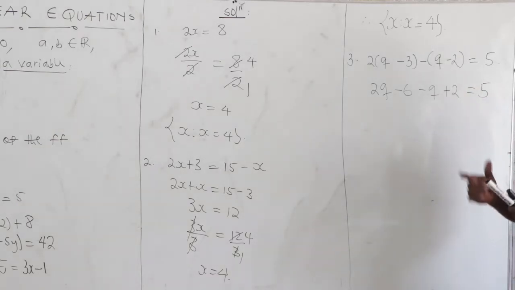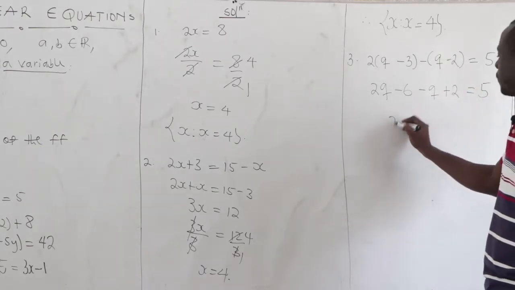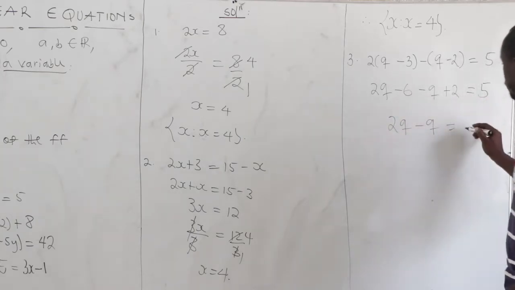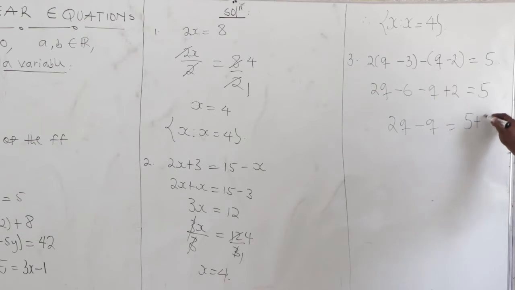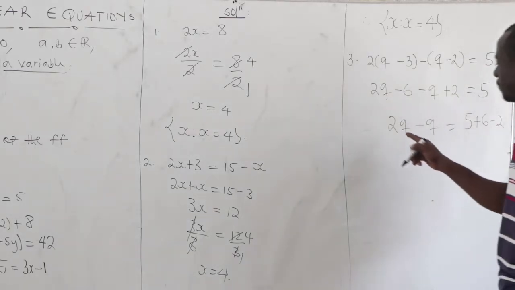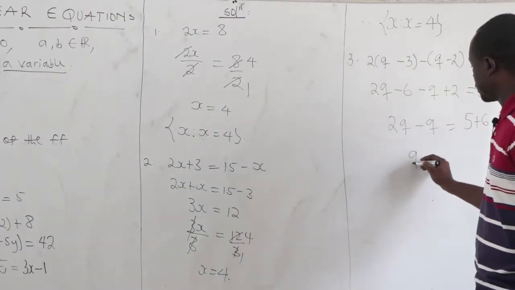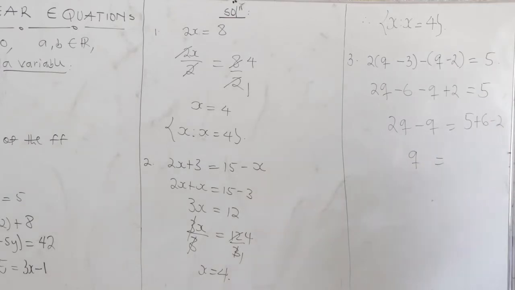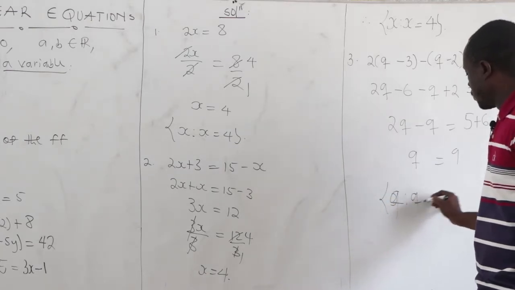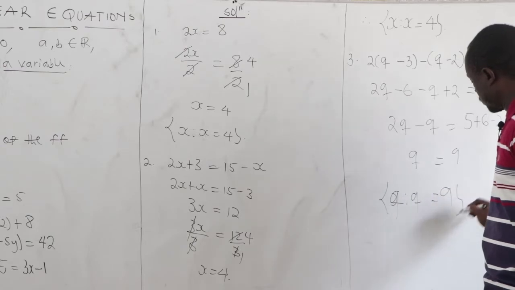From here, what are we supposed to do? Group like terms. So we have 2q minus q. Now this and this, you go to the other end, so we have 5 plus 6 minus 2. This negative crossing becomes positive. This positive crossing becomes negative. 2q minus q, this is just q. Now 5 plus 6, this is 11, minus 2, this is 9. So our truth set is q such that q is equal to 9.